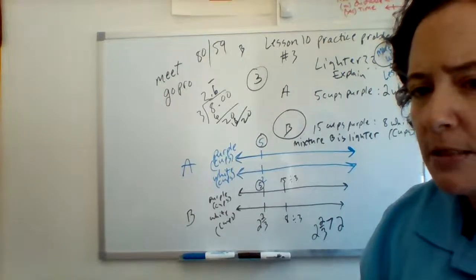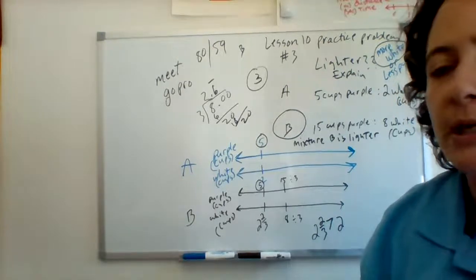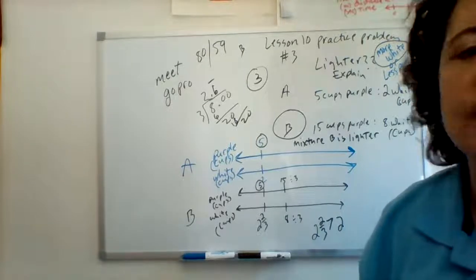If you multiply 8 times, it will equal 15. Okay, so you did get a unit rate. That's cool. As long as you can make sense out of it, you're fine.